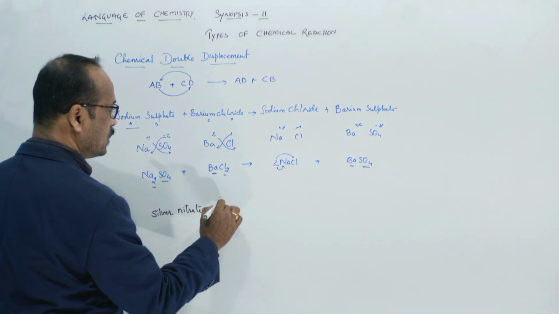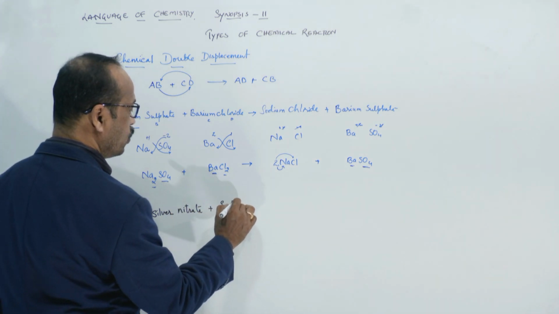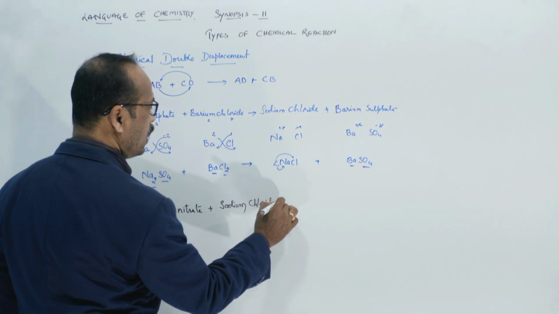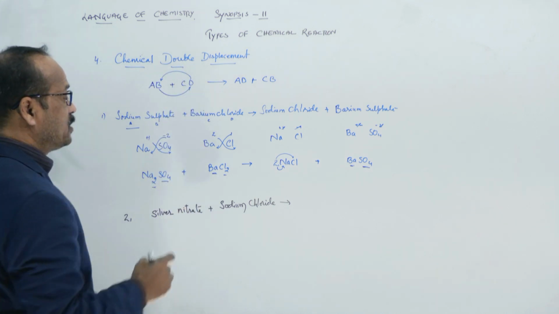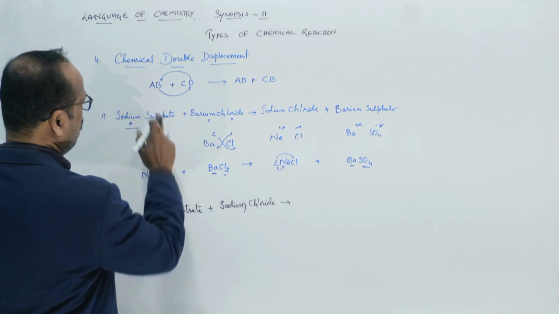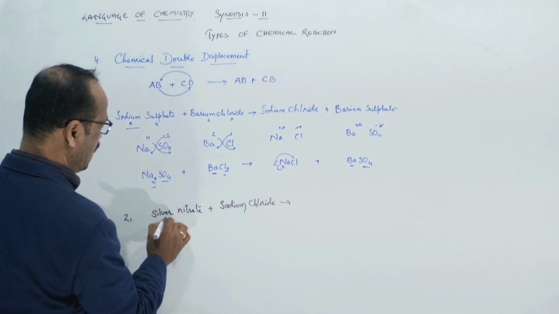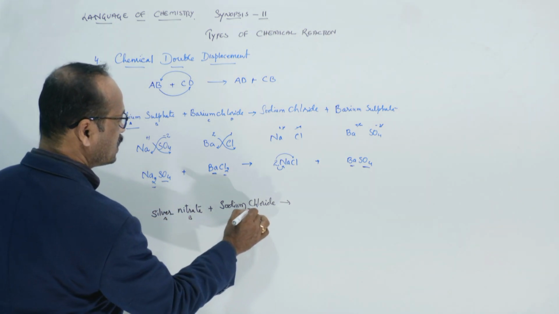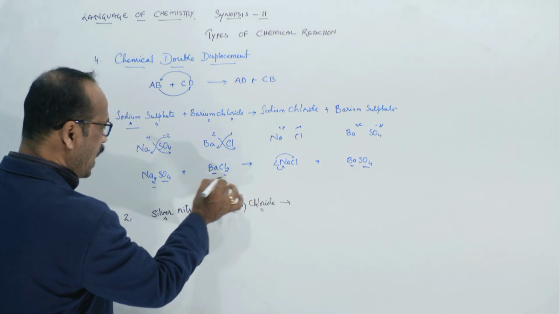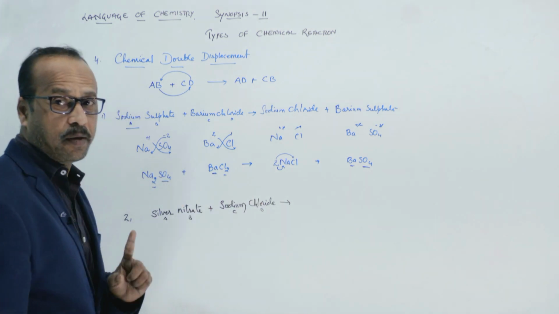Okay, plus sodium chloride. Now this is C. Double displacement reaction means what? Exchange of ions takes place. So for example, just how I told you, if you think this is A, this is B, this is C, this is D, then what happens? B goes in the place of D and D comes in the place of B, right?